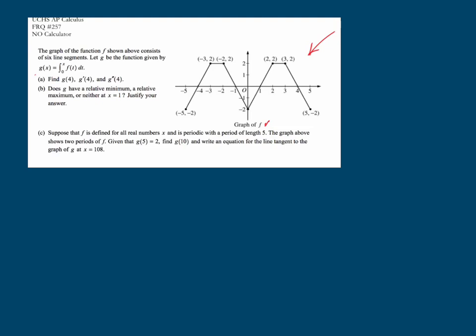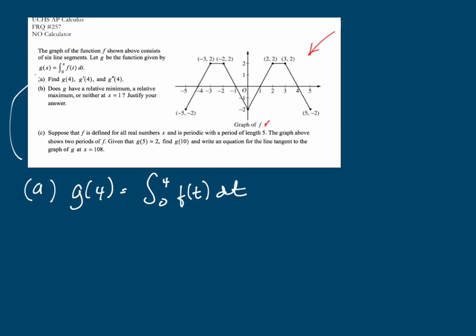So the first thing it asks is, find g of 4, g prime of 4, and g prime prime of 4. So I know we've done some of these, but it's good to refresh. So g of 4 is equal to the integral from 0 to 4 of f of t dt. And this is where we're going to have to use geometry.